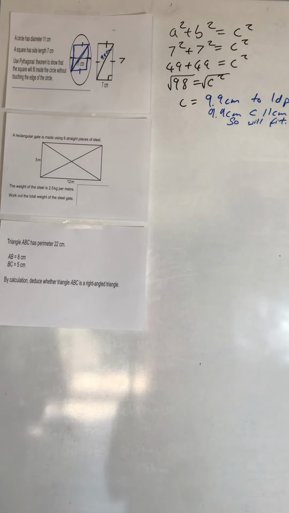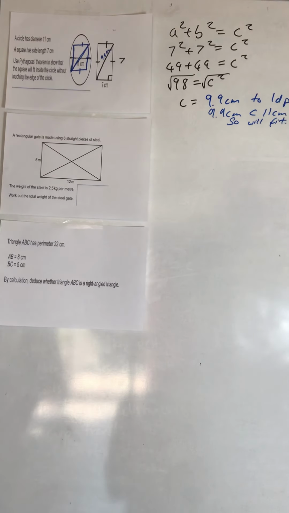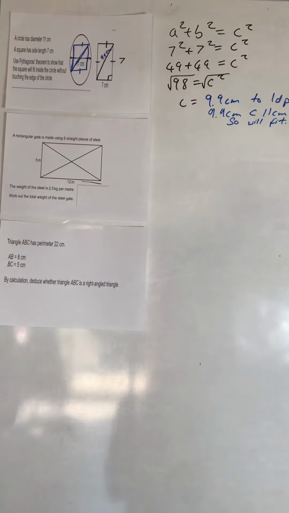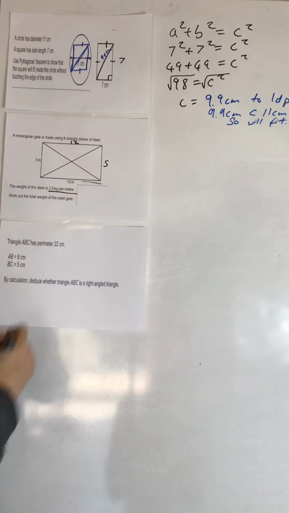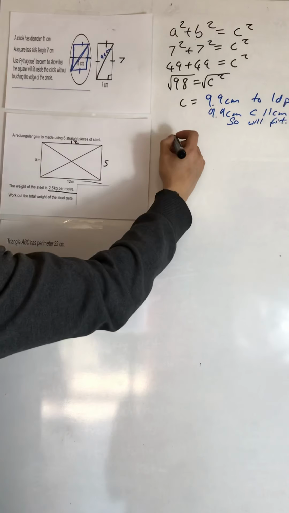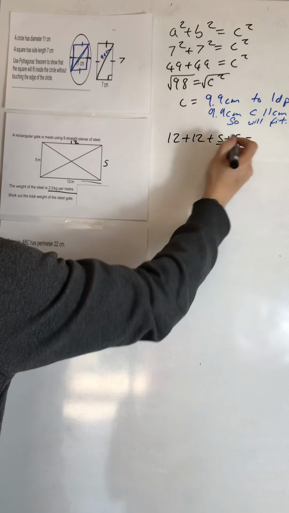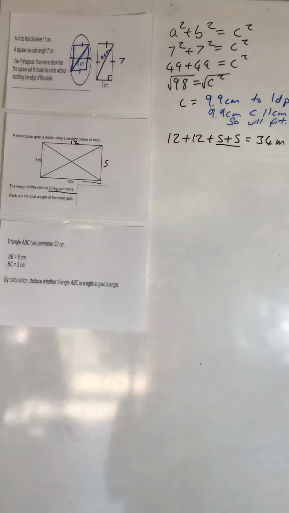Right, this one, just a bit of problem solving. This will probably appear on a non-calculator test, because you can work this out without a calculator. So you've got a rectangular gate made using 6 straight pieces of steel. That's 1 piece, 2, 3, 4 and 5 and 6. The weight of the steel is 2.5 kilograms per metre. So we've got 5 here, 5 here and 12 there. So far, let's just add those together. That makes 10, add 24. So we've got 34 metres of steel so far.